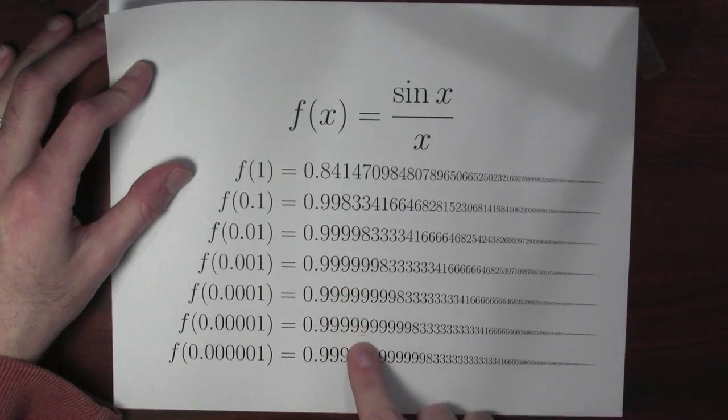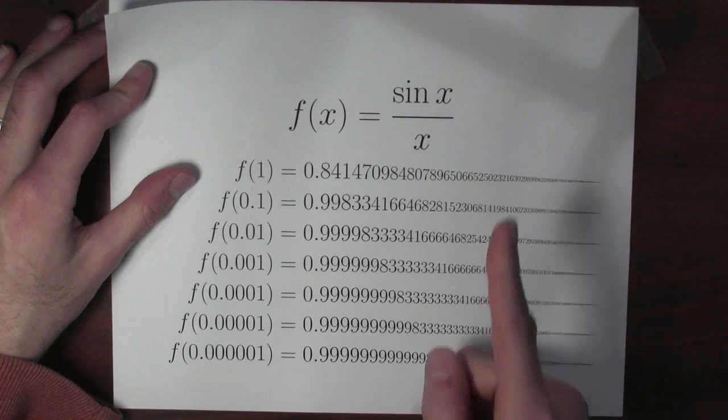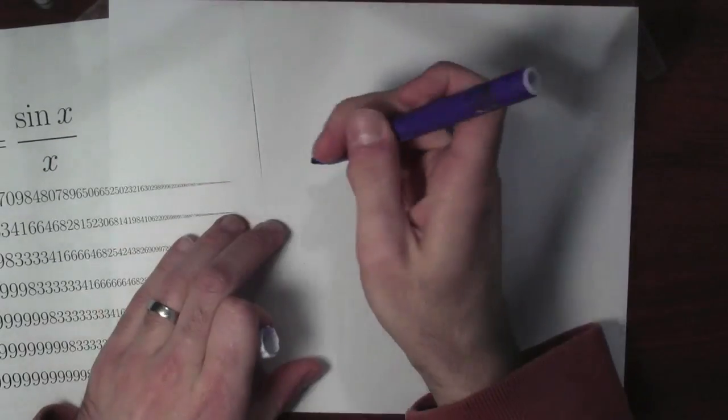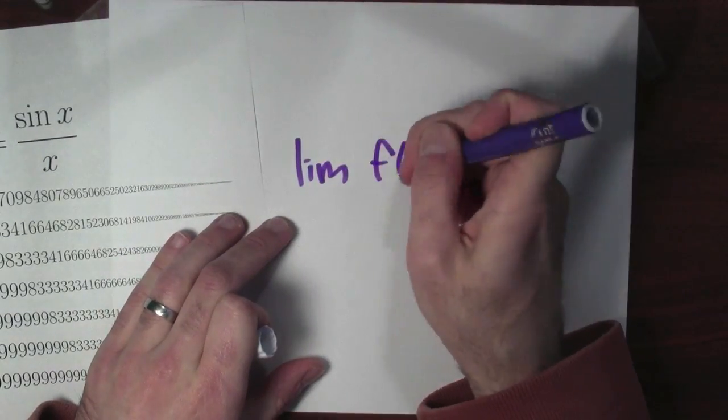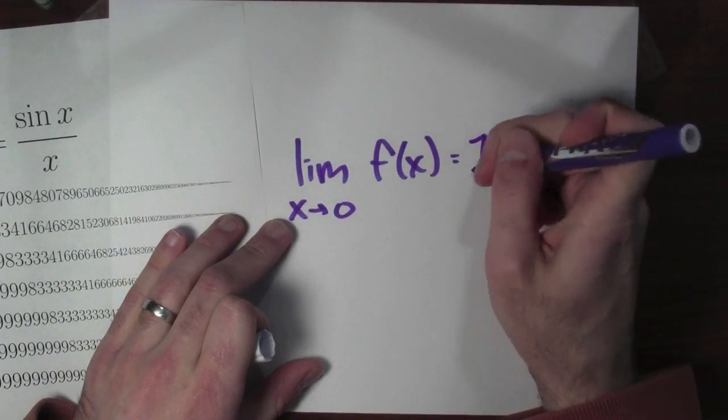And you keep looking down here, and these numbers seem to be getting close to something, right? 0.999999. This is really, really close to 1. So based on this table of values, you're tempted to guess that the limit of f of x as x approaches 0 is 1. Another way to gain some insight about this limit will be to look at a graph.